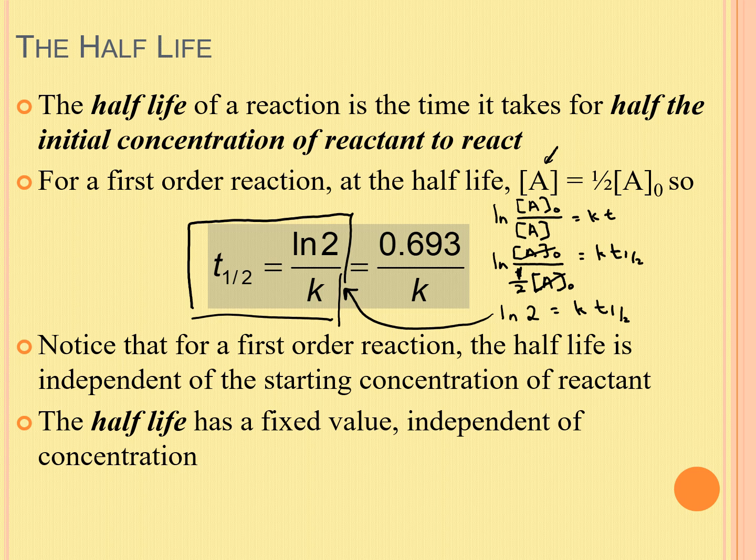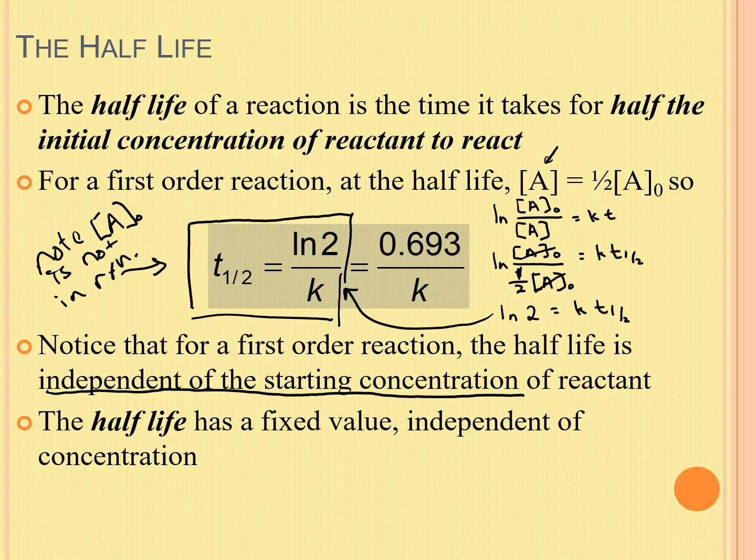All right, what I want us to get here is that the half-life is independent of our starting concentration. Note that A naught is not in this equation anywhere. That means it's independent of the starting concentration. It means that the half-life is fixed. And so it doesn't matter what the starting concentration is for a first-order reaction.